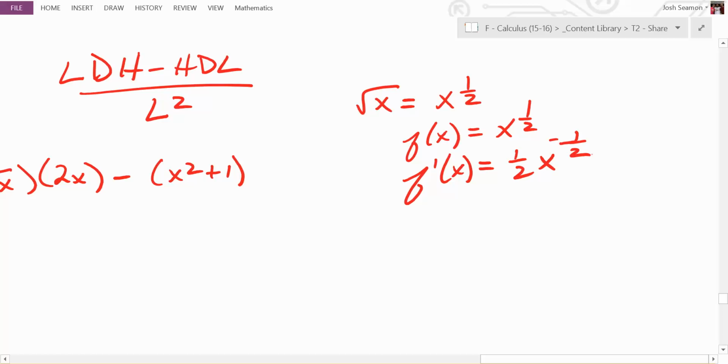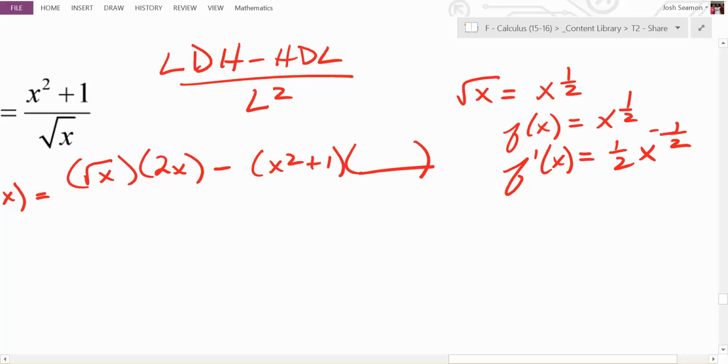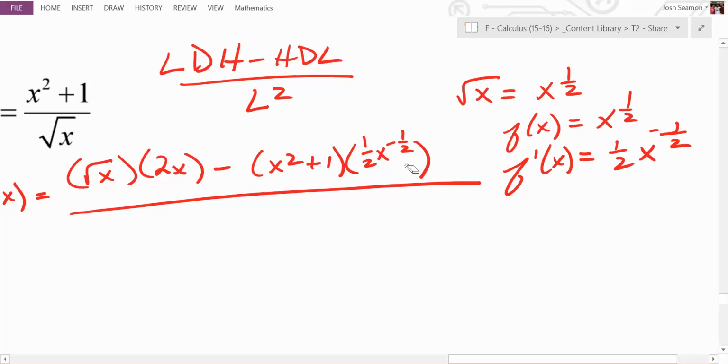1/2 minus 1. Exactly. So what goes right here? What goes right there? Yes, 1/2 x to the negative 1/2 all over what?